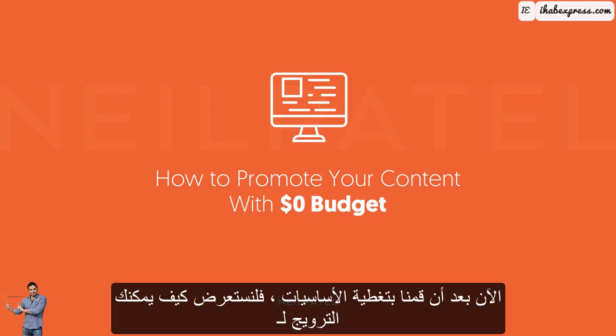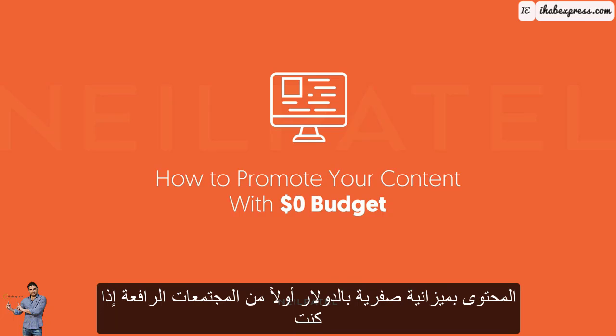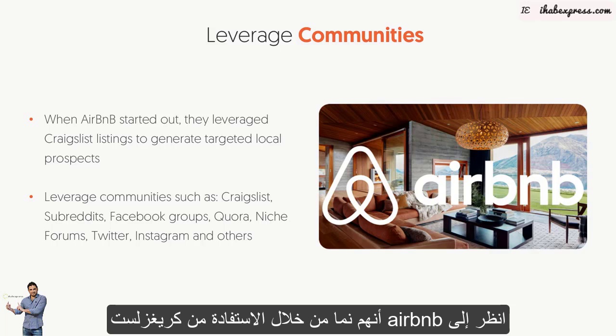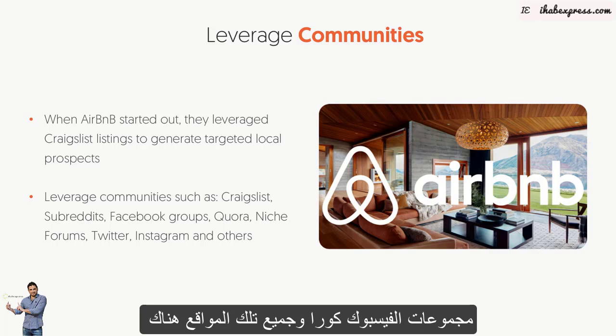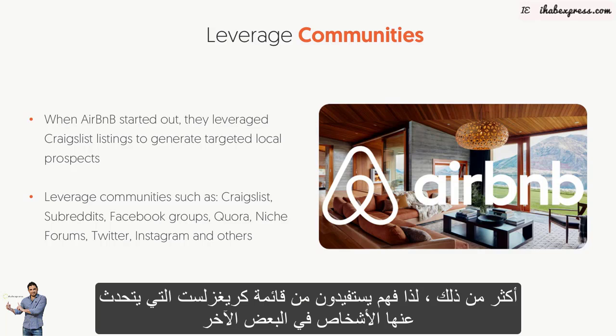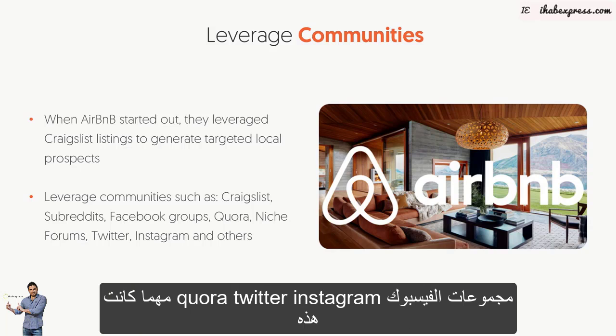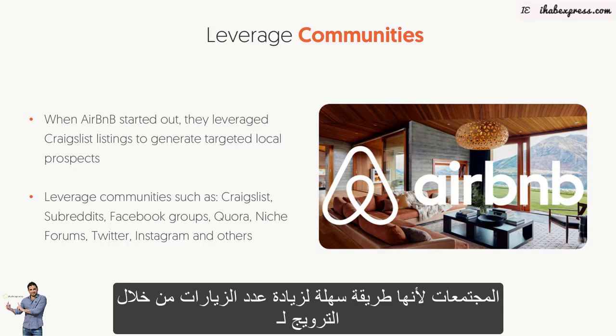Now that we got the basics covered, let's go over how you can promote your content with a $0 budget. First off, leverage communities. If you look at Airbnb, they grew by leveraging Craigslist, Facebook groups, Quora, and all those sites out there, right? More so they leveraged Craigslist. People do talk about them on some of the other sites, but you yourself could use subreddits, Facebook groups, Quora, Twitter, Instagram, whatever these communities are, because it's an easy way to drive traffic by just promoting your site.